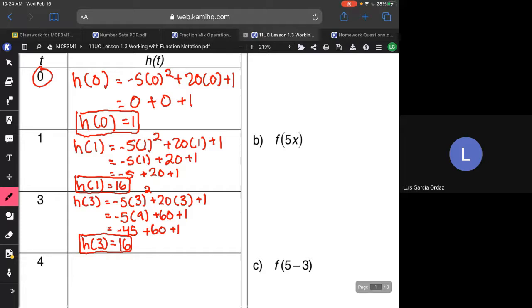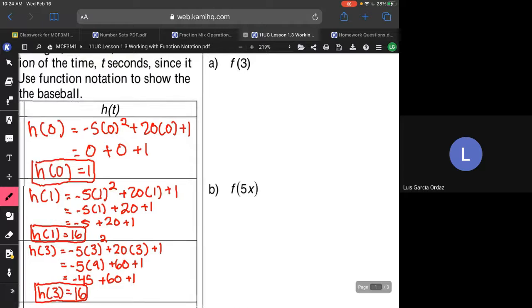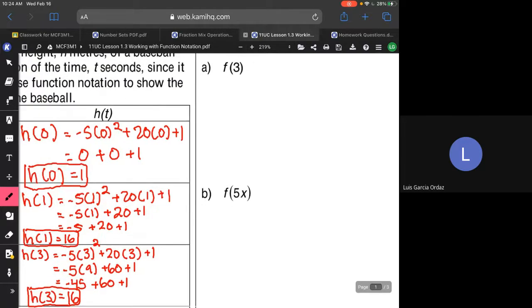Let me just see if I can move up here without. Okay, there we go. I'll have it there.